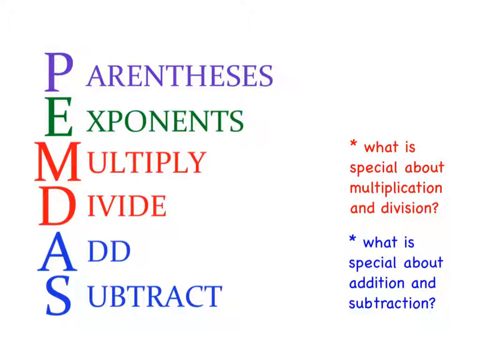So we start with parentheses first, then exponents, and then we multiply and divide in order from left to right. That's something that some students can get mixed up on, but multiplication and division are done at the same step. They're considered equal. And then finally we will add and subtract. Those two happen together at the same step as well, and they happen from left to right.